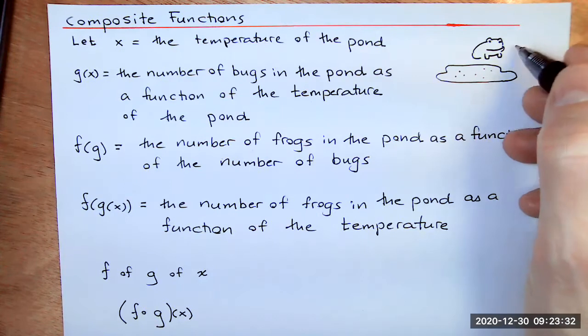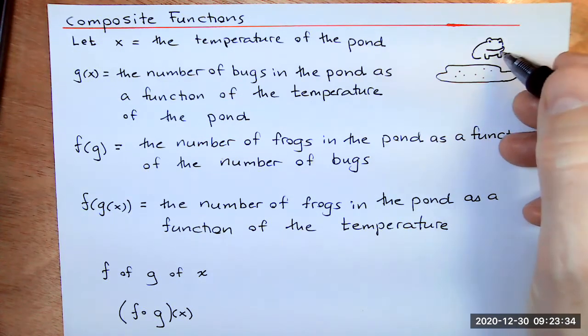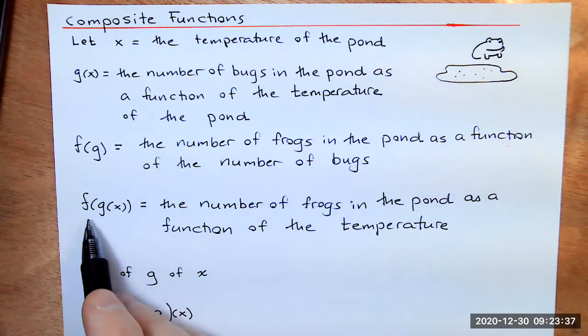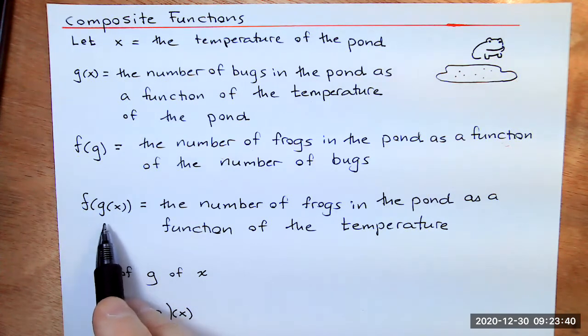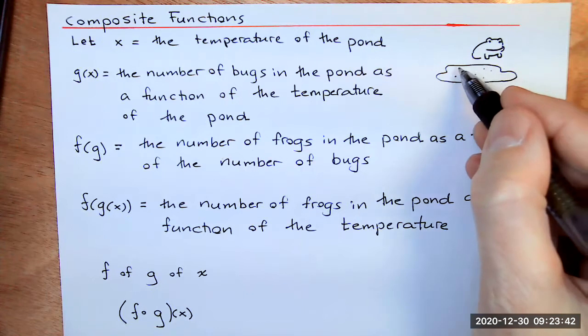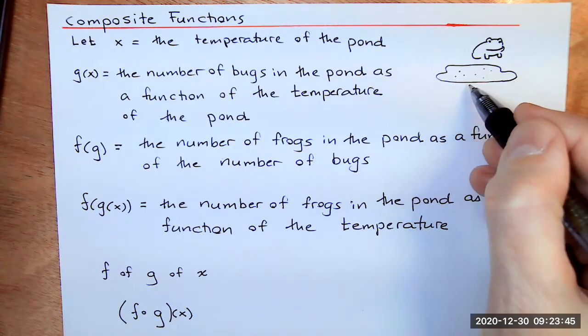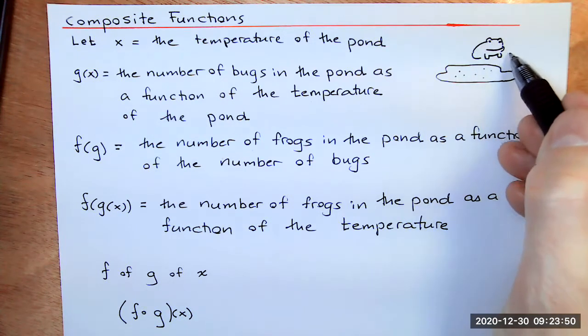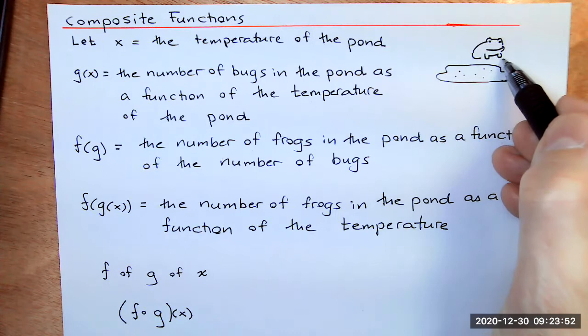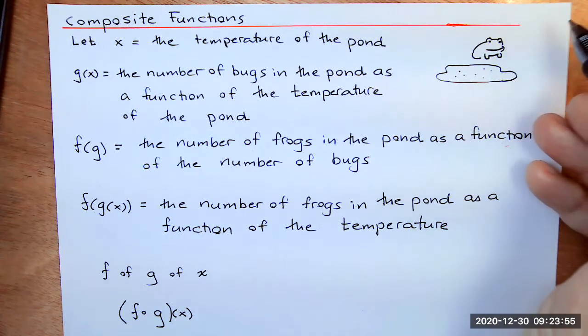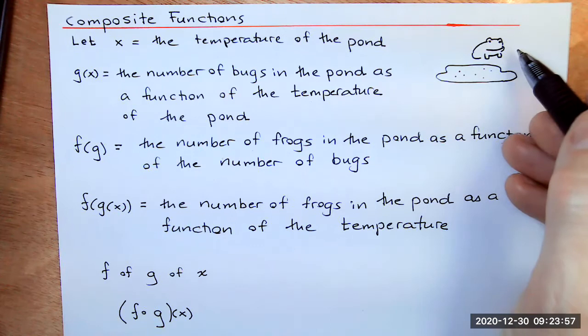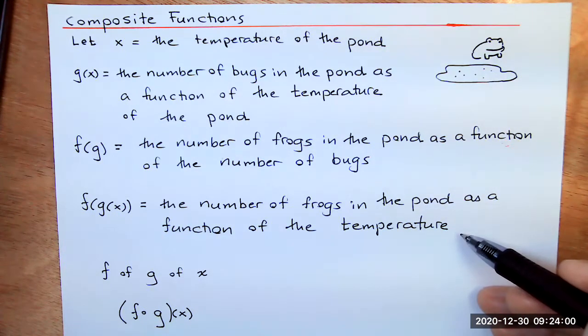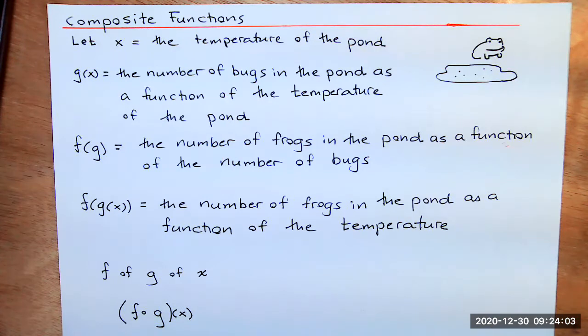And something you'll learn when you get to calculus is if you were to look at the average rate of change of this composite function for a period of time, it would be the average rate of change of the bugs as a function of temperature times the average rate of change in frogs as a function of bugs. And then the bugs would cancel, so you get frogs over temperature. But that's for calculus. Right now, let's practice composing particular functions.